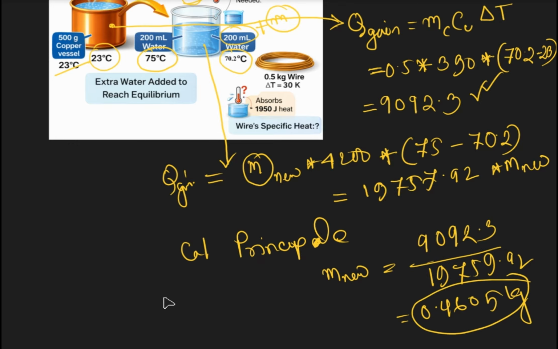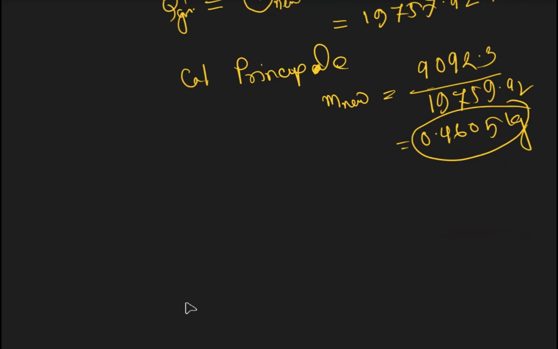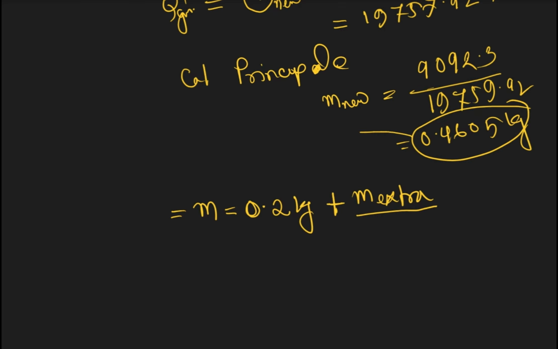So how much water needs to be added for the equilibrium position? The previous mass was how much? It was 0.2 kg, right? So plus m extra that we have to calculate right now, and the new value is how much?